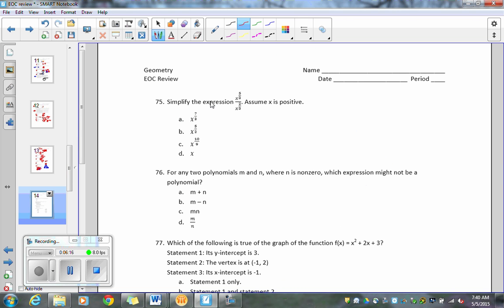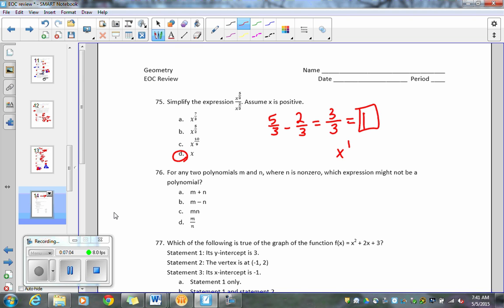All right, simplify the expression x to the 5 over 3, it looks like. Assume that x is positive. Whenever I have an exponent over an exponent, I'm going to subtract the exponents. So I go 5 over 3 minus 2 over 3. The denominators are the same, so all I'm doing is subtracting my fractions here. So it's 5 minus 2, I get 3 over a common denominator, which is 3. 3 over 3 is equal to 1. So that's what my exponent is. My final answer is going to be x to the 1 power, which means it's just x.